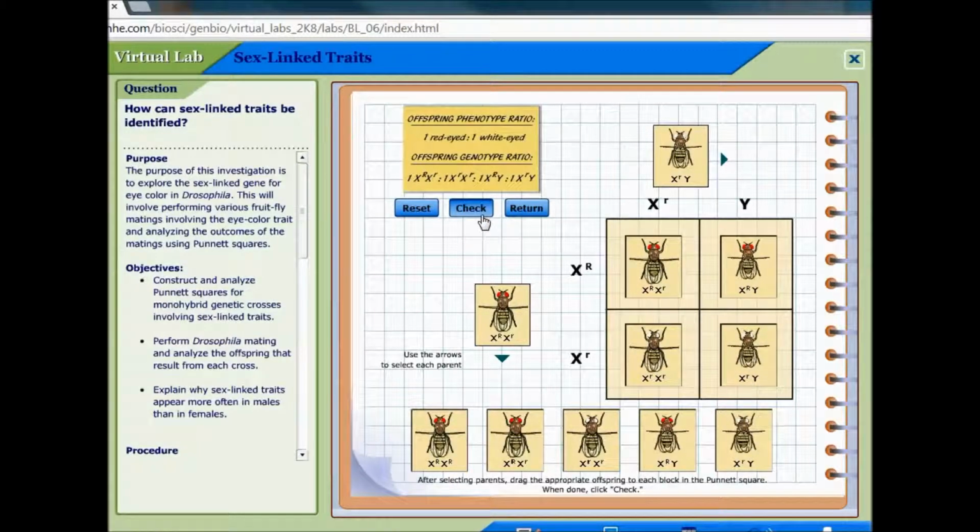All right. So hopefully you have an idea how to do these. I'd encourage you to practice them a bit. These virtual labs are in there, so you can use them. And next, we'll go on to what if we want to cross two traits.